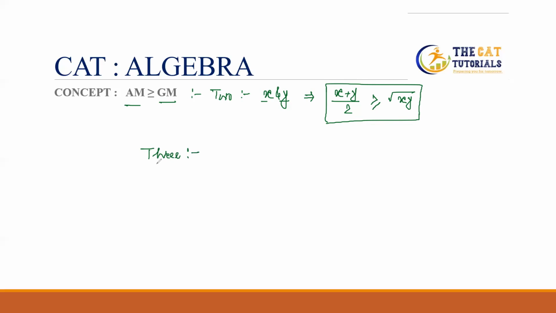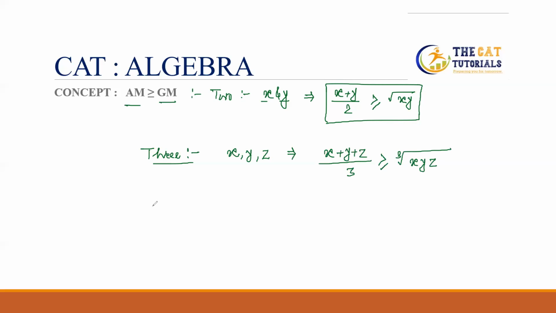Suppose we have three quantities, X, Y, and Z. Then here we have to calculate the arithmetic mean of this. The arithmetic mean is X plus Y plus Z, divided by how much? Divided by 3. And this arithmetic mean is always greater than or equal to the cube root of the product of the three quantities. We have to take the cube root of the product XYZ.